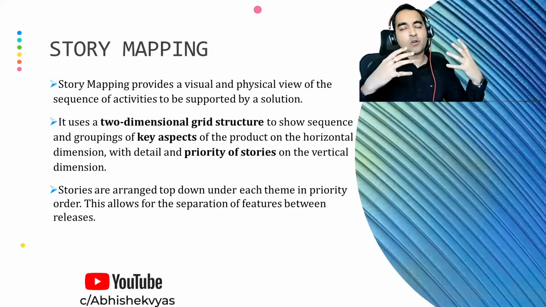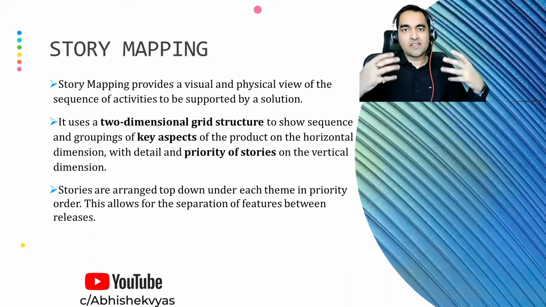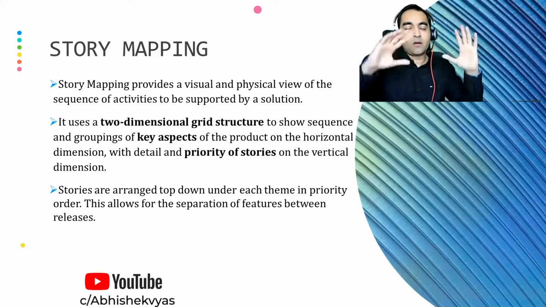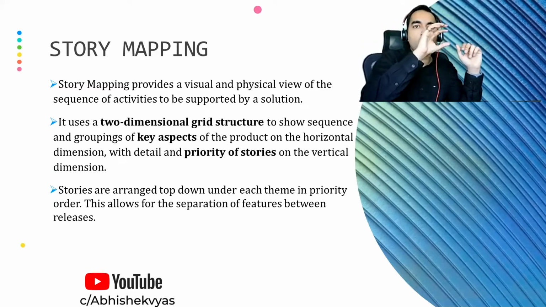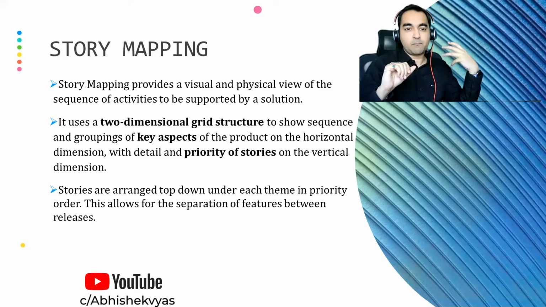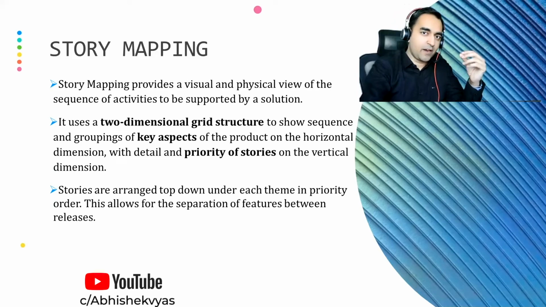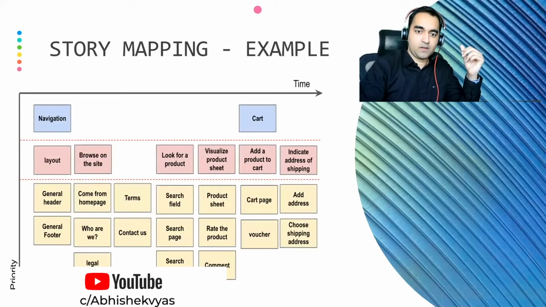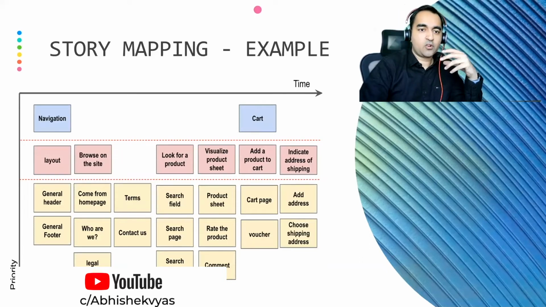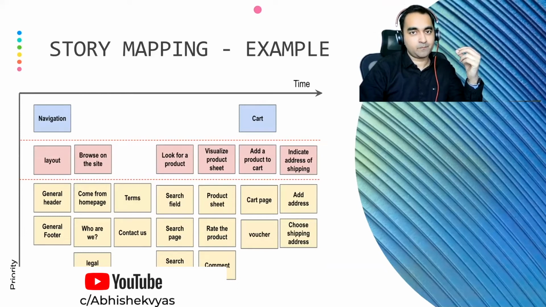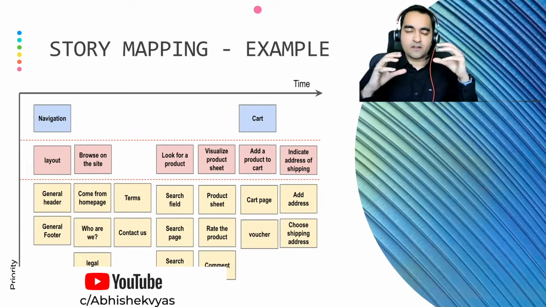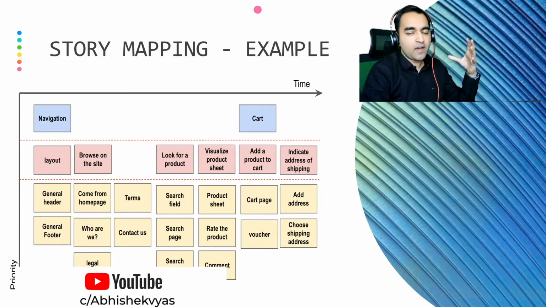So when you want to arrange various themes, epics, stories on a 2x2 matrix or a grid, on the horizontal axis, it is the flow of the application, and on the vertical, it's the priority. Let's try to understand this with an example. Suppose we have a shopping cart. If you look at the top, we have time or how the user will proceed. And at the bottom, or on the vertical axis, we have the order of priority.